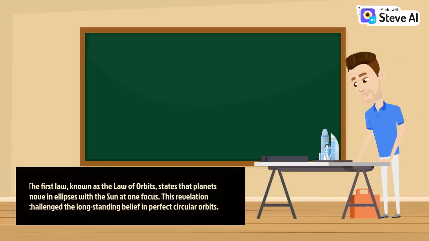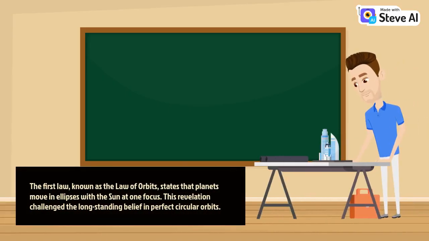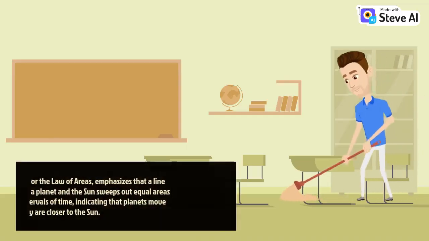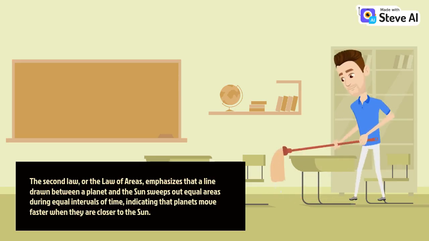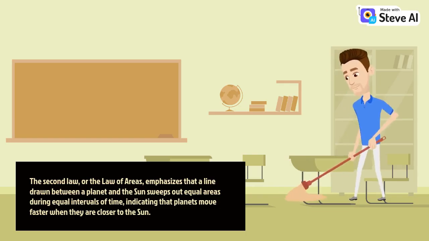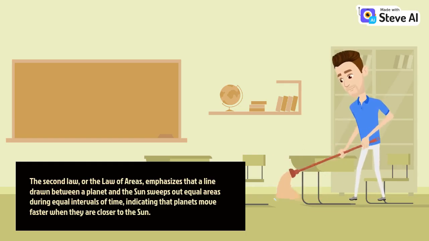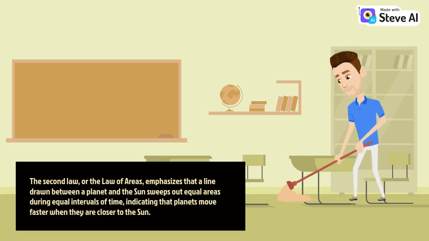The first law, known as the law of orbits, states that planets move in ellipses with the Sun at one focus. This revelation challenged the long-standing belief in perfect circular orbits. The second law, or the law of areas, emphasizes that a line drawn between a planet and the Sun sweeps out equal areas during equal intervals of time, indicating that planets move faster when they are closer to the Sun.